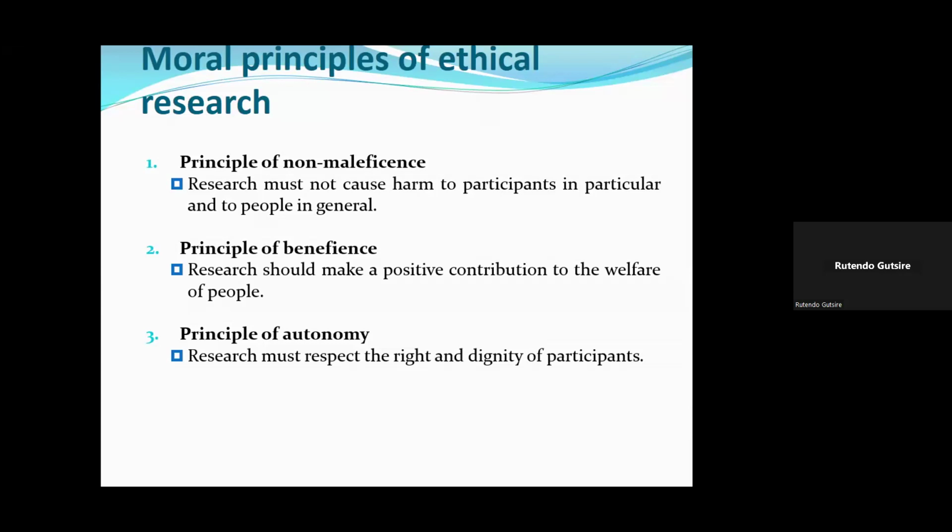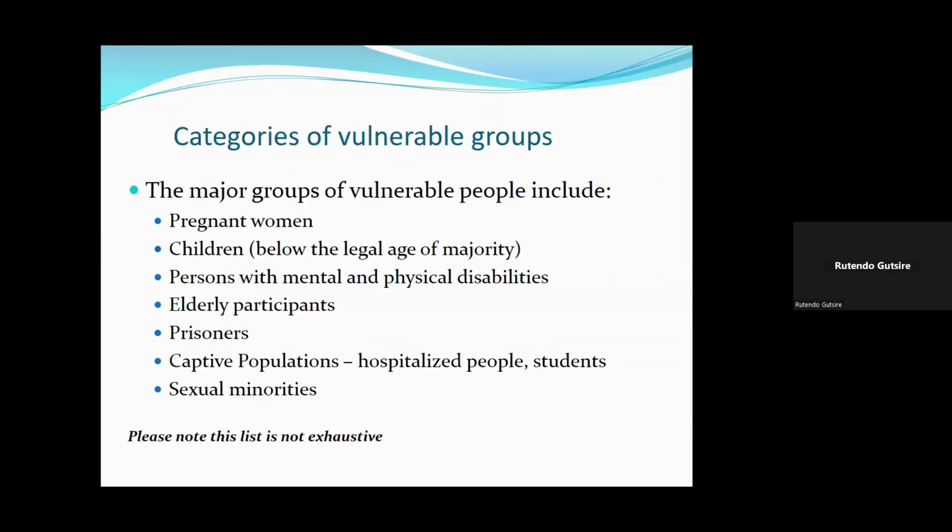Principle of autonomy, research must respect the rights. You don't force people to participate, or you don't tell them, I'm coming from the Faculty of Medicine, I have permission from my dean, I have permission from the Minister of Health. No, people have to agree. If they don't want to, you don't force them; that's respecting the principle of autonomy.